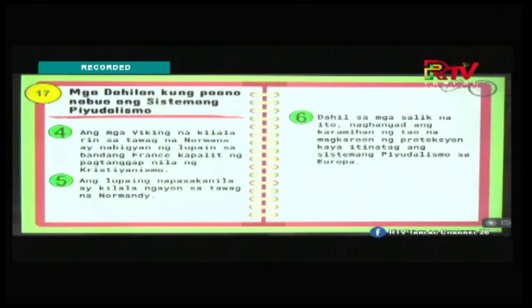Ilan pa sa mga dahilan kung paano nabuo ang sistemang feudalismo ay ang mga sumusunod. Pang-apat, ang mga Viking na kilala rin sa tawag na Normans ay nabigyan ng lupain sa bandang France kapalit ng pagtanggap nila ng Kristyanismo. Ikalima, ang lupaing napasa kanila ay kilala ngayon sa tawag na Normandy. At ika-anim, dahil sa mga salik na ito, naghangad ang karamihan ng tao na magkaroon ng proteksyon kaya itinatag ang sistemang feudalismo sa Europa.